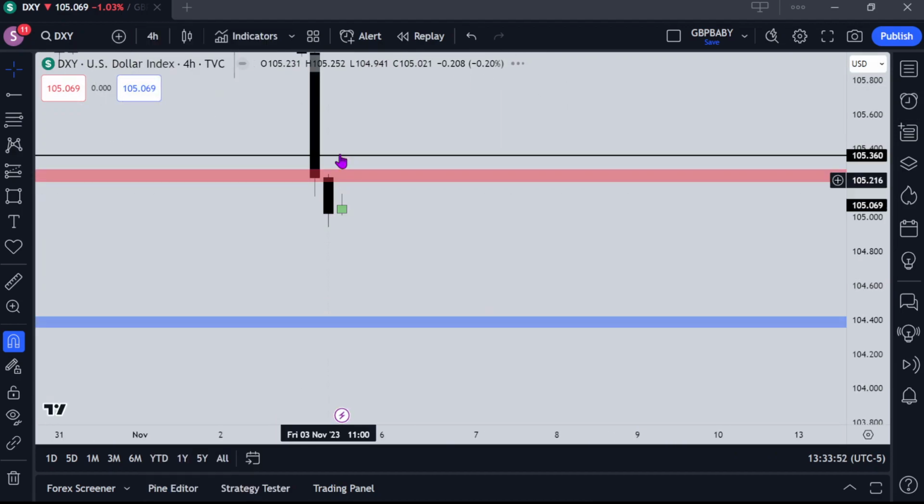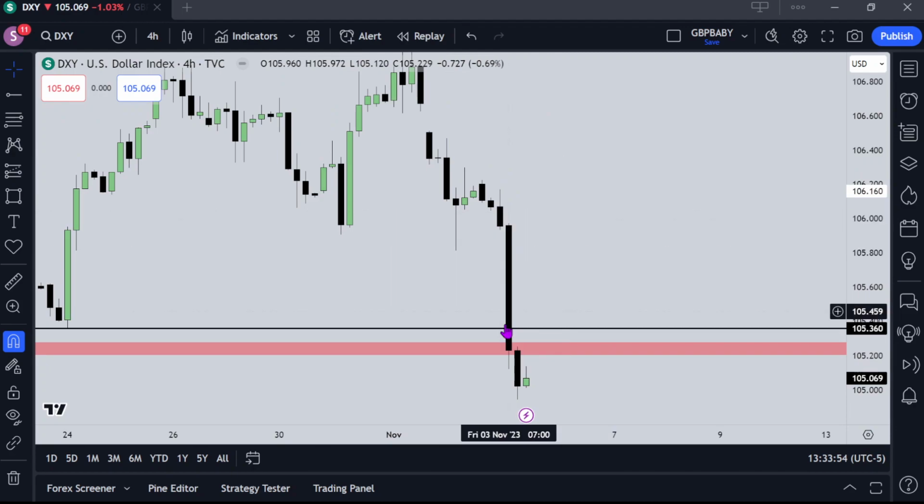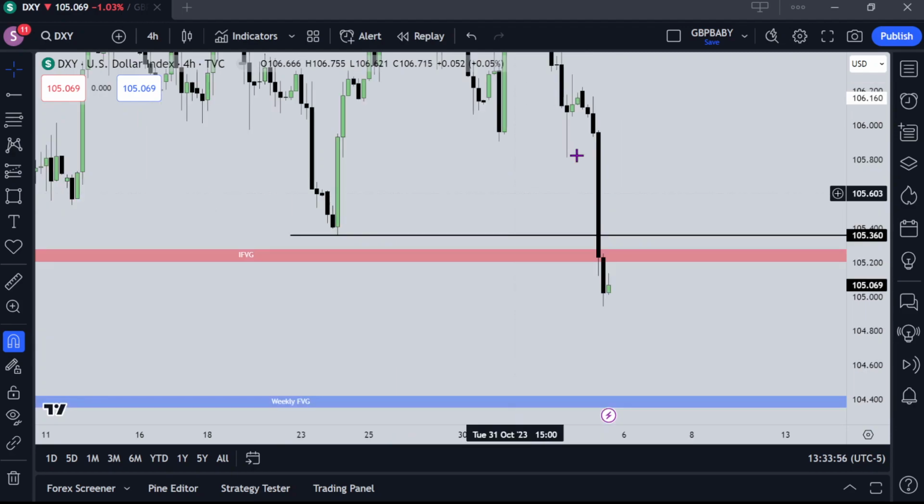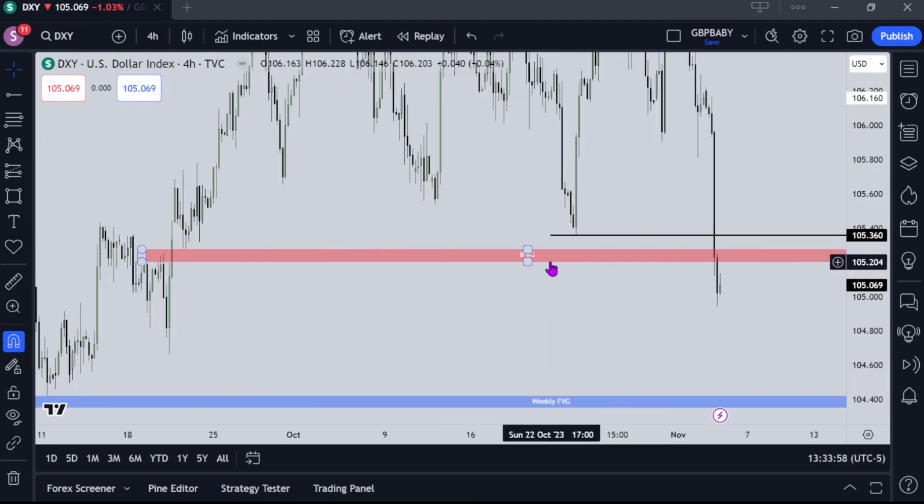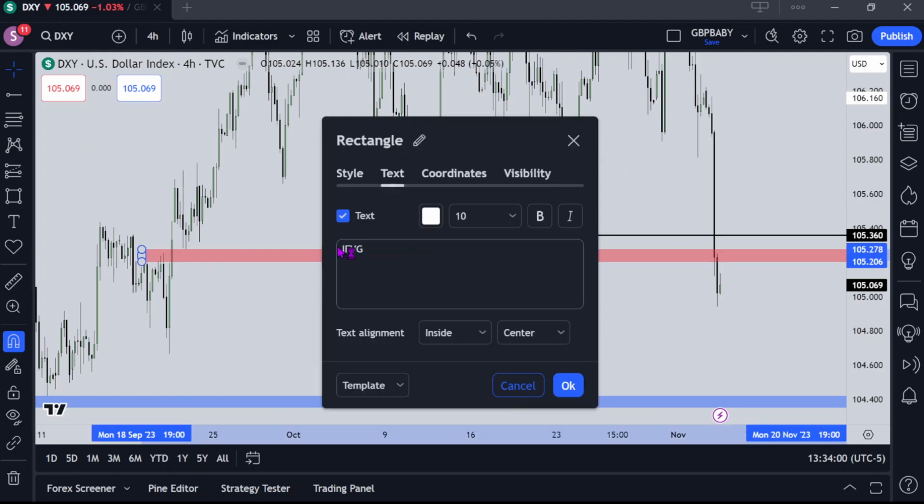Let's go down to the 4 hour. You'll see our price aggressively traded lower during non-farm payroll. Took out the low, of course. Again, there's that daily inversion fair value gap. Let me just write that in.